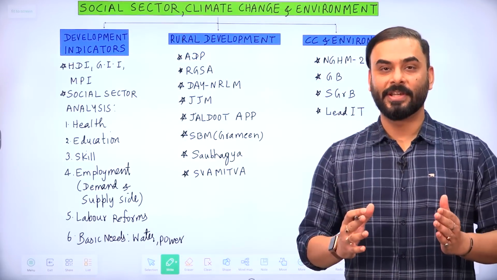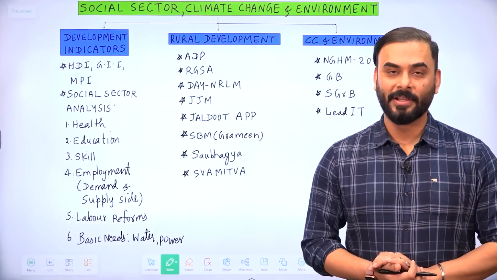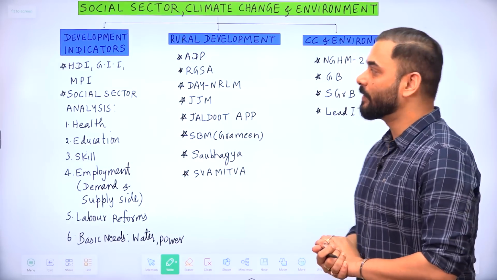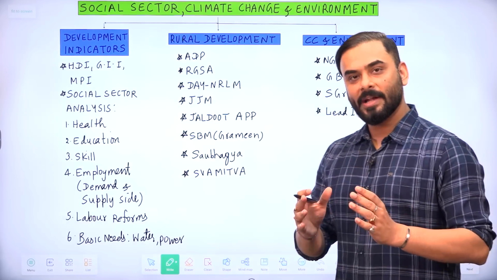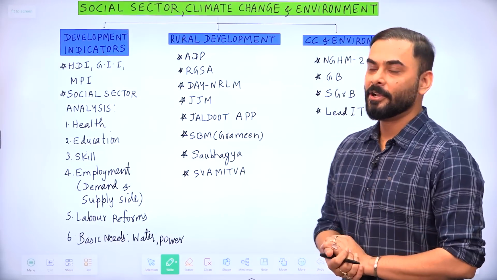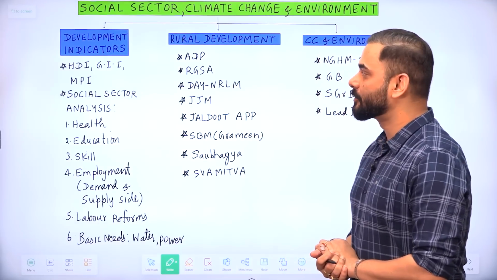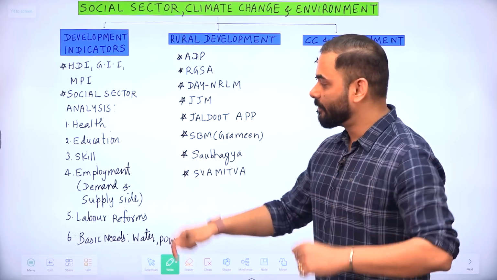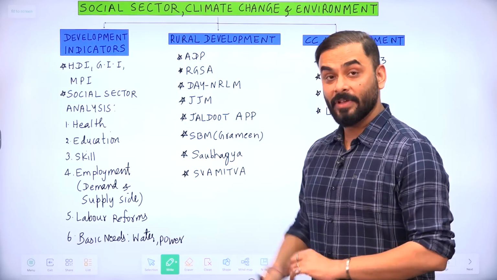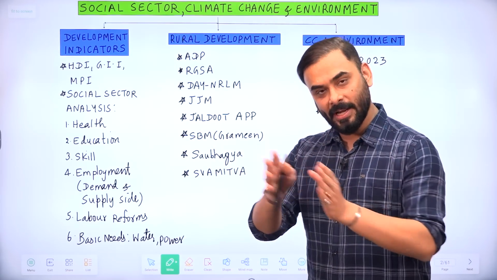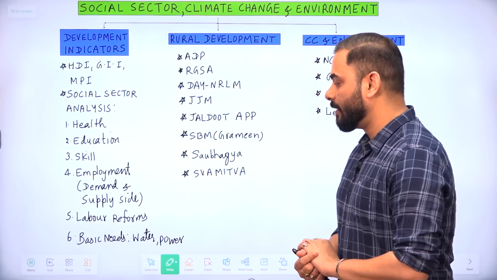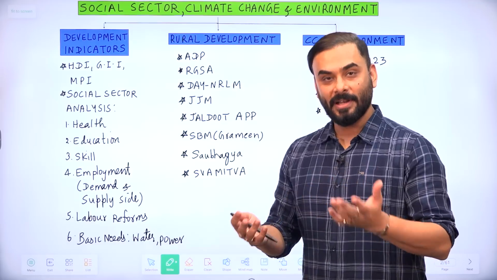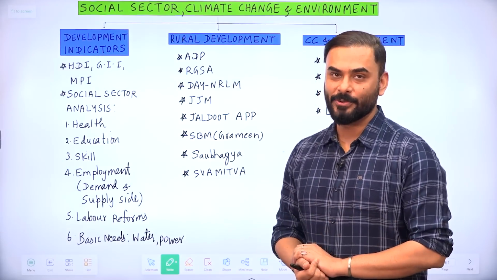To create the framework for this lecture, I have integrated chapter number 6 and 7. And we are going to divide this lecture into three different parts. In the first part, we are going to analyze the development indicators to look at various aspects of social development in India. For example, we would study Human Development Index, Gender Inequality Index, Multidimensional Poverty Index, and then we would look at different sectors. For example, health, education, skill, employment. We are going to look at employment from two angles. First is demand side and second is supply side. And then we will look at the labor reforms and basic needs. For example, what are the basic needs that everybody requires? So for example, electricity, water, house, all these things. So we are going to look at it.